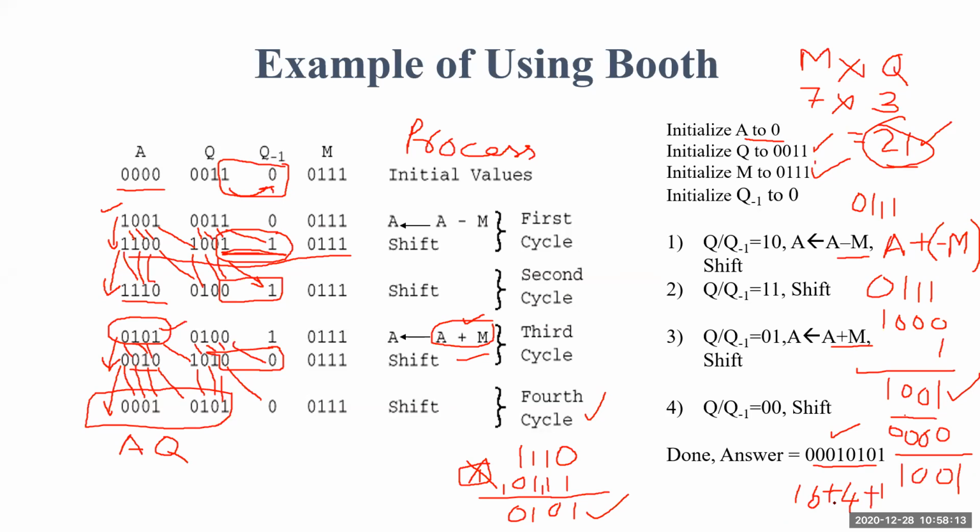Sir, for the 4 iterations, at first we have taken A minus M. In the second iteration, it is shift, that is 1 0 1 1. Will they be constant, sir, always?